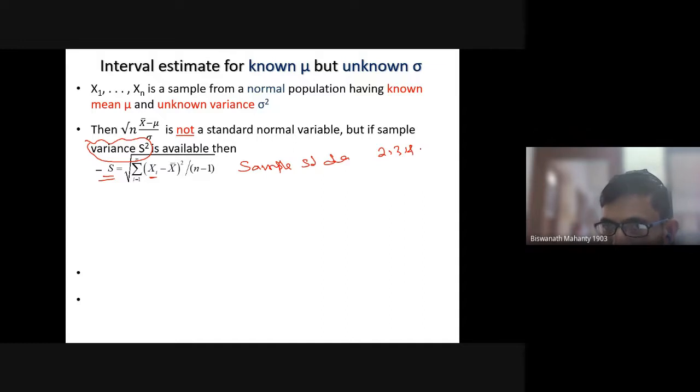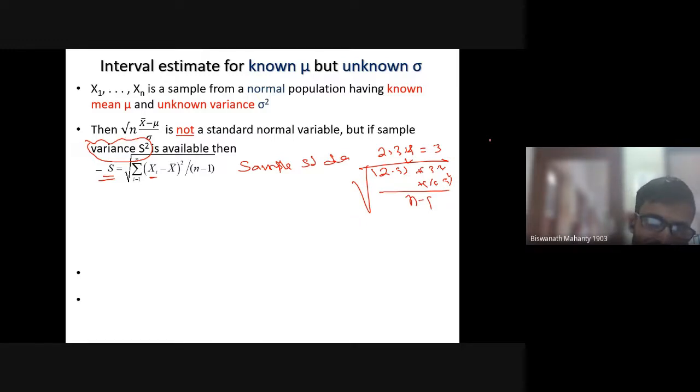How are you doing it? First you calculate the average. The average was, for example, 3. Then what I am doing? 2 minus 3 squared, plus 3 minus 3 squared, plus, you remember, na? Then I am making their sum and dividing by n minus 1. Then I am taking a square root. You remember that, I believe. So this is the standard deviation. Now we are coming.